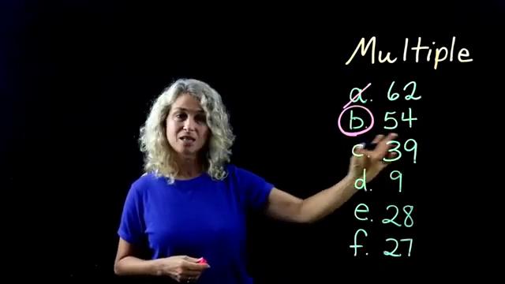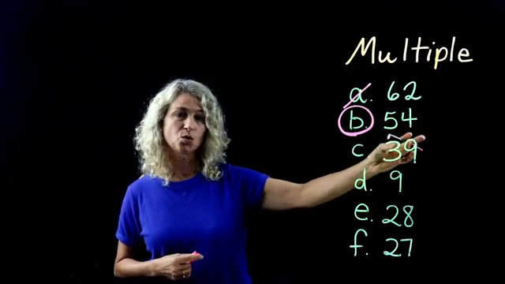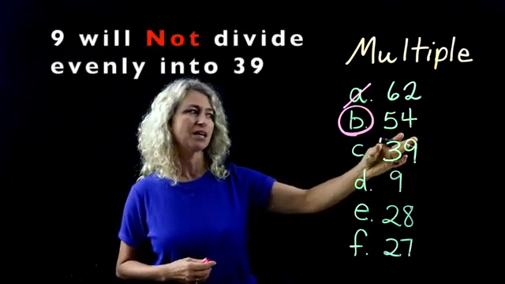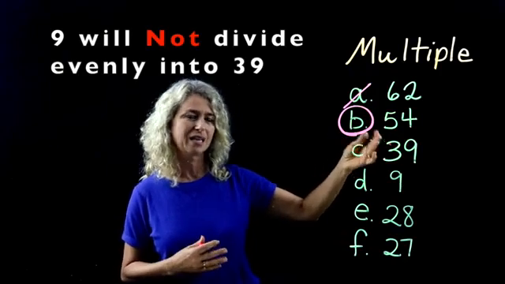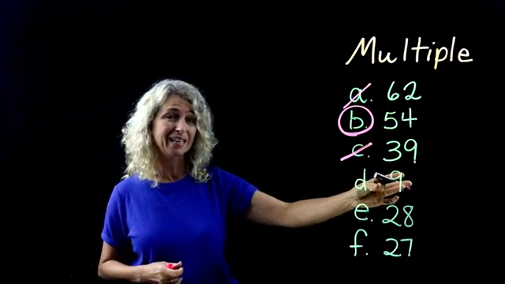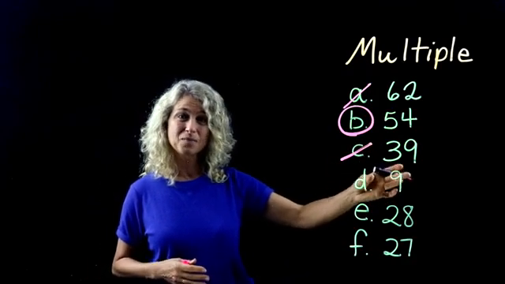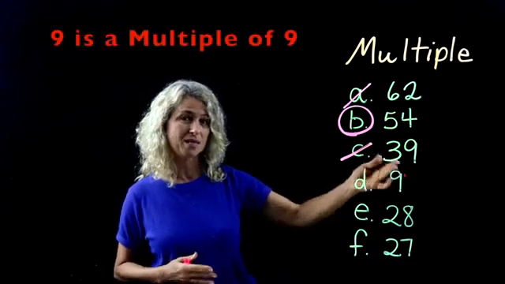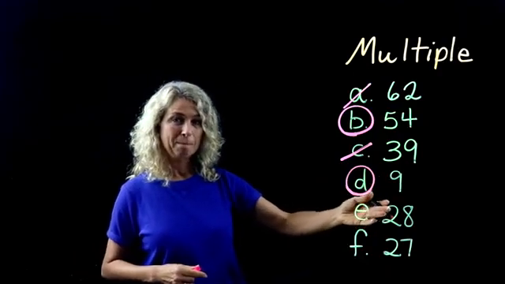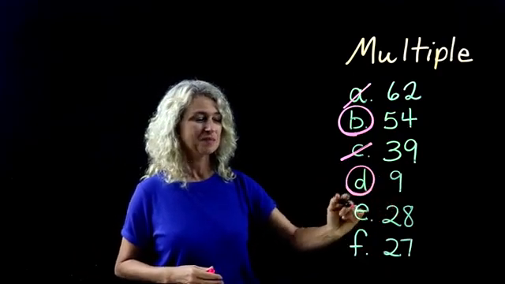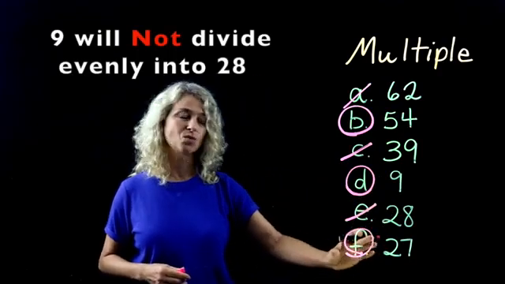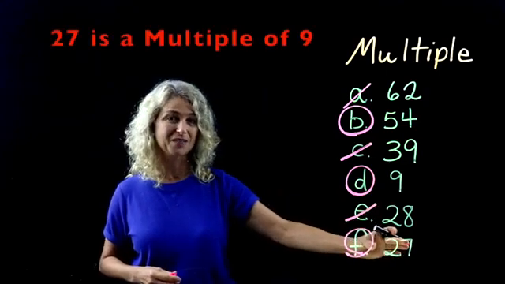39. Although this has a 9 in the actual answer here, 30 with a 9, it's not a multiple of 9. There's no way to multiply 9 to get to 39. So this is not correct. Is 9 a multiple of 9? Absolutely. 1 times 9. Okay. And then what about 28? It's close, isn't it? But 9 times 3 is 27. So here's your last one that is actually a multiple of 9.